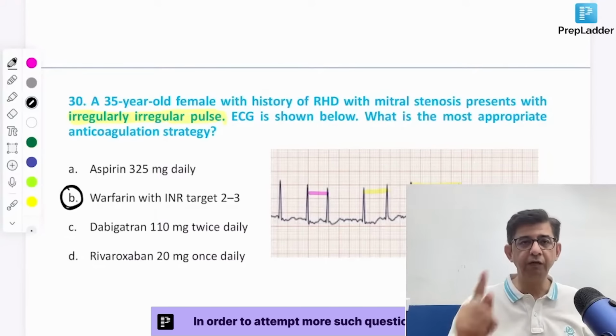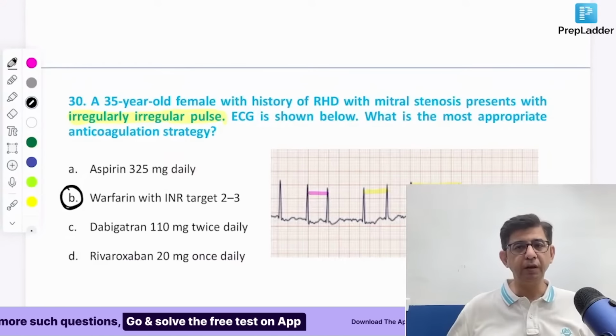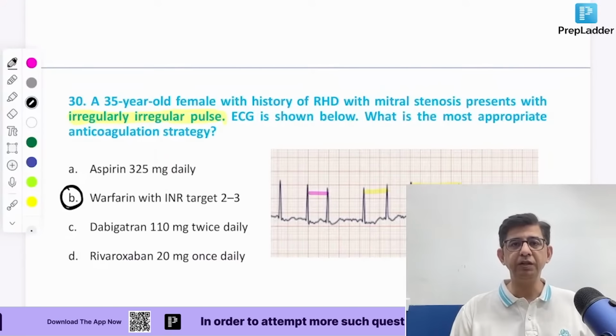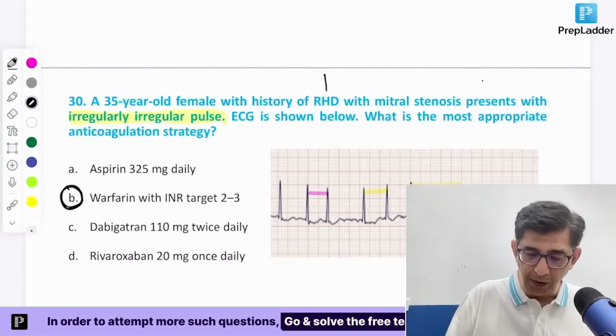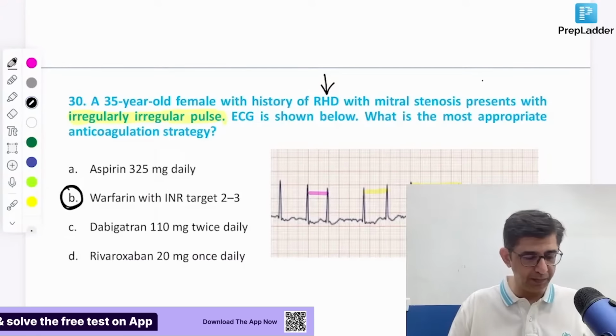If it is non-valvular atrial fibrillation, you shall be using primarily dabigatran and rivaroxaban. But for valvular atrial fibrillation, because he has mentioned the word rheumatic heart disease, it is warfarin that would be used.